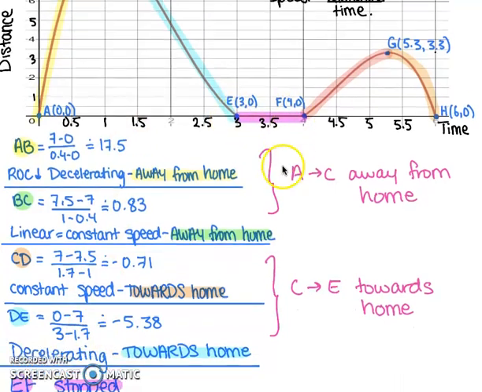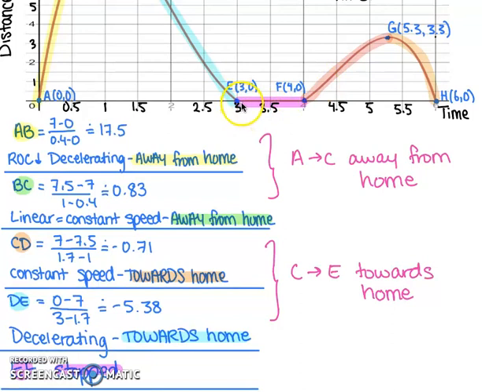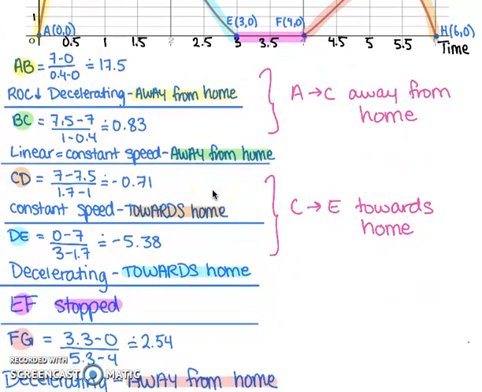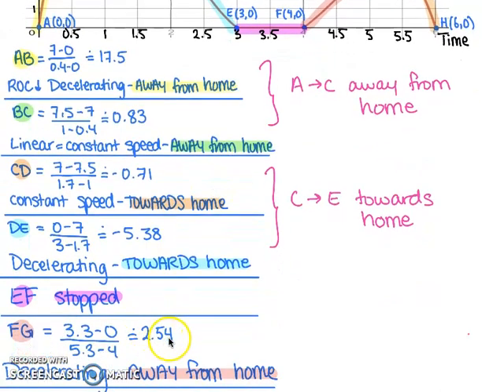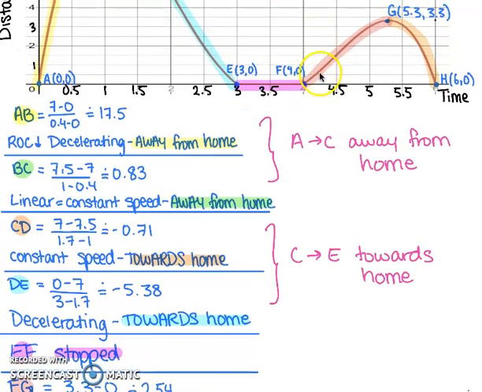From E to F, we just stopped. So we're staying here at home for an hour. Then from F to G, we do y2 minus y1 over x2 minus x1, and that gives us a positive 2.54. So we are going away from home. But the slope here becomes curved, and then we have a turning point. The last one here, we're coming back home.